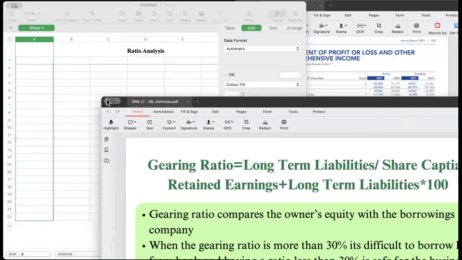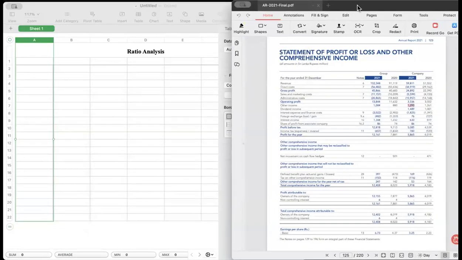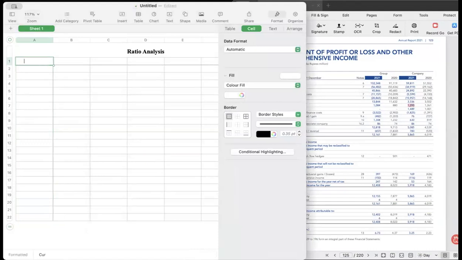Okay, all right, so everyone ready? Let's move ahead. First I'm going to calculate the liquidity ratios, right? The liquidity ratios. Let's calculate.